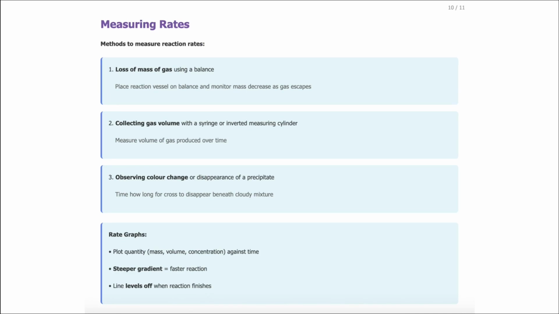There are several methods to measure reaction rates. We can track mass loss if gas escapes or collect a gas volume with a syringe. Precipitation reactions can be timed visually, such as a cross disappearing beneath a cloudy mixture. On graphs, a steeper slope means faster rate, while leveling indicates completion.